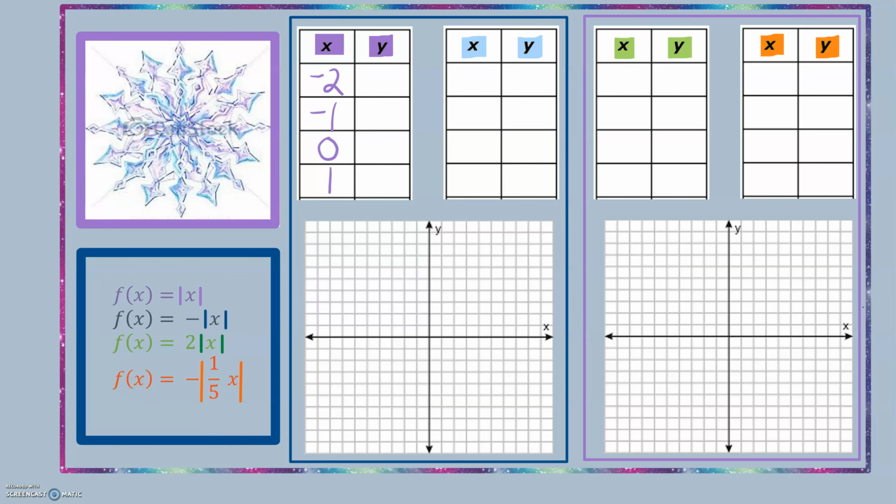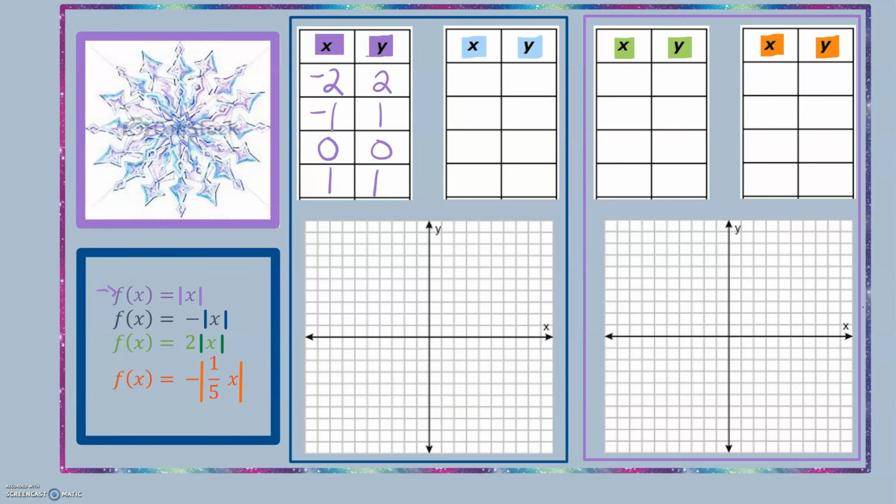In order to get the f of x, or that y value, we need to plug it into the original parent function. Remember, that's the parent function because nothing is happening to it. I don't have to do anything else except take the absolute value of whatever x is. So the absolute value of -2 is 2. The absolute value of -1 is +1. The absolute value of 0, of course, is 0. And then the absolute value of +1 is +1.